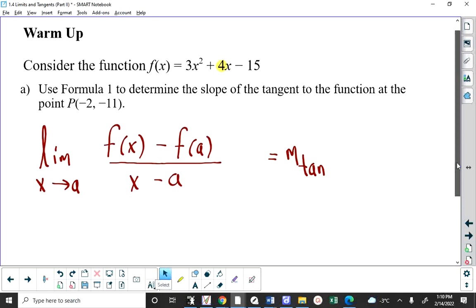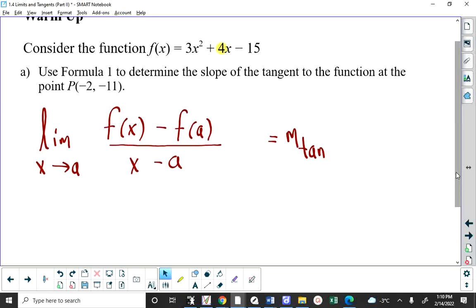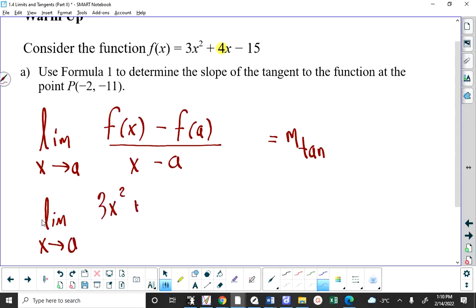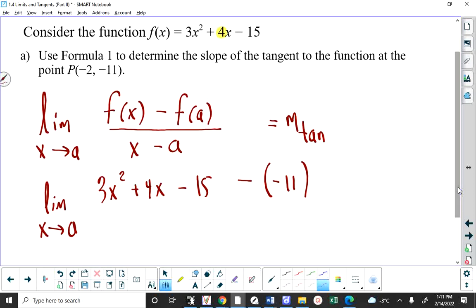Well, this one is a little bit easier than the h formula because f of x is simply the function. This will be the limit as x approaches a of the function 3x squared plus 4x minus 15, minus f of a, which is the y coordinate of the point. So that's what goes on the numerator of our argument for the limit, f of x minus f of a. Over, we're going to have x minus the x coordinate, which is x minus a, or x minus negative 2. So does anybody have any questions on the setup for that? Does that look reasonable to you?